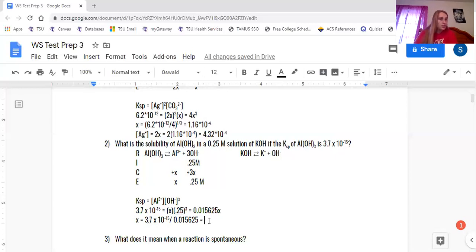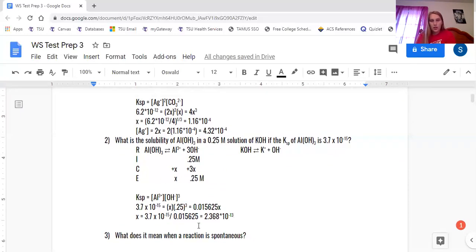Perfect. That's what I came up with as well. So it's going to be 2.368 times 10 to the negative 13. So then you have that, and that is going to be the molar solubility of the aluminum. So you figured out how much aluminum you're going to have in this. And because aluminum is equal to x, this is equal to the concentration of aluminum. So that's all you needed.